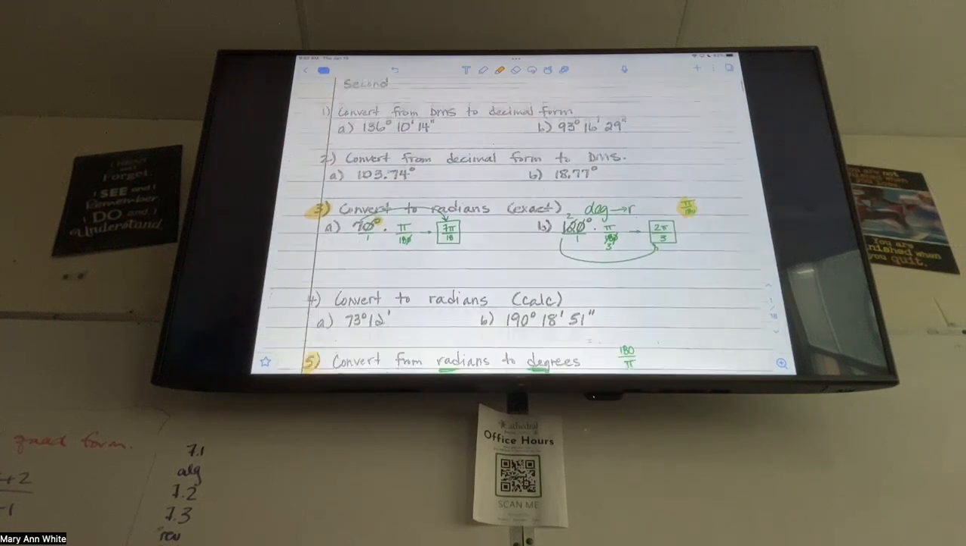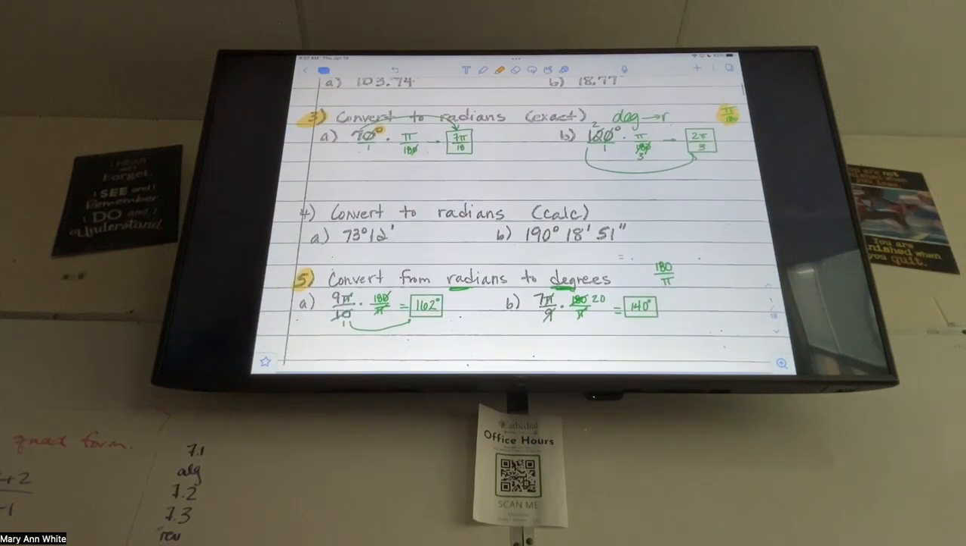We also did 3 and 5. If you're watching it back on YouTube, you can pause here. If we multiplied by 180 over pi, we went from radians to degrees. If we're going backwards from degrees to radians, we multiply by pi over 180. Those are something that you need to know how to do for the quiz tomorrow: going back and forth between degrees and radians.